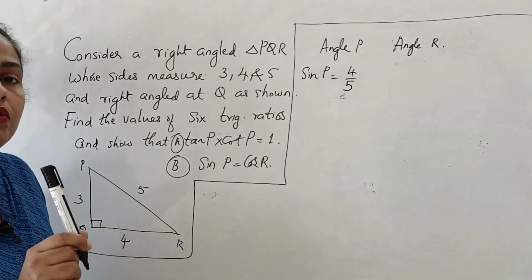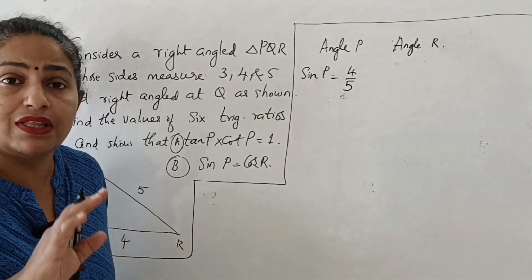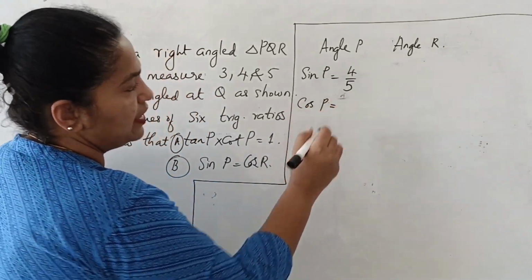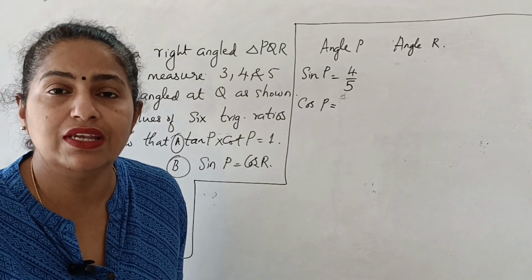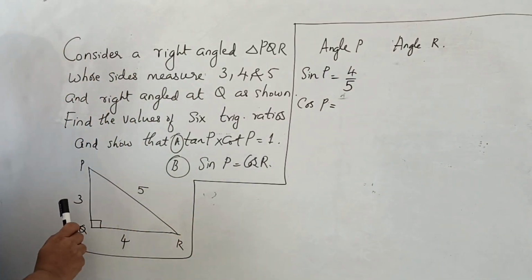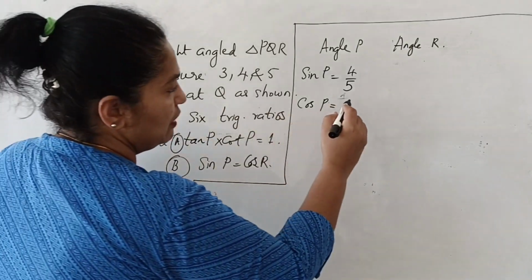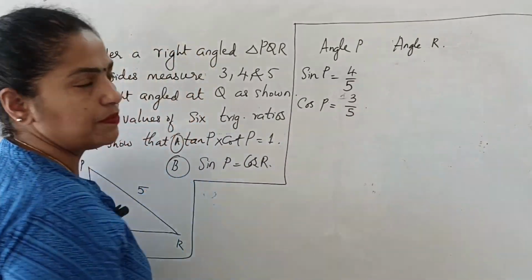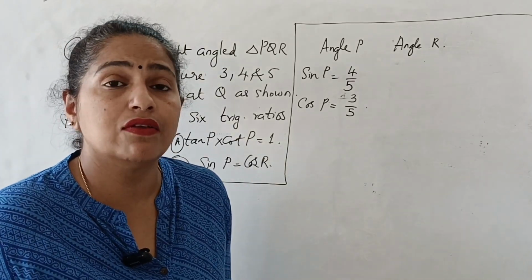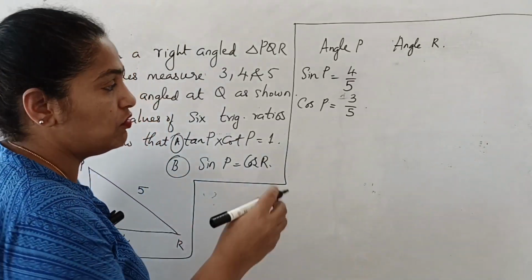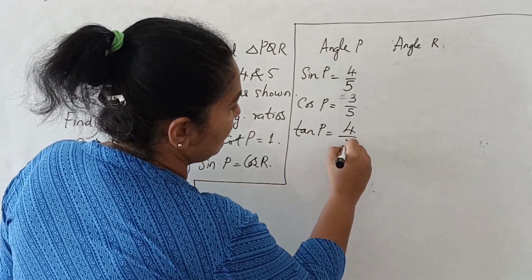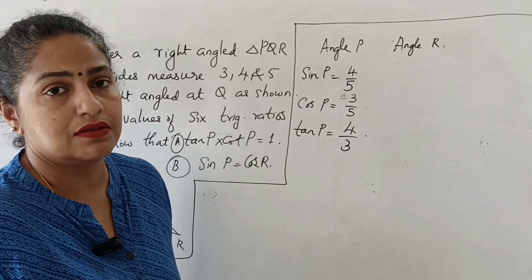Okay. Now we will first finish with the ratios for angle P. So next is cos P. Now cos P by definition is adjacent side by hypotenuse. So for P, the adjacent side is 3 and hypotenuse is 5. So I will get 3 by 5. Now I am not even going to look at the remaining angles or the triangle for finding out my tan, because I know this is sine by cos. So my value is 4 by 3.